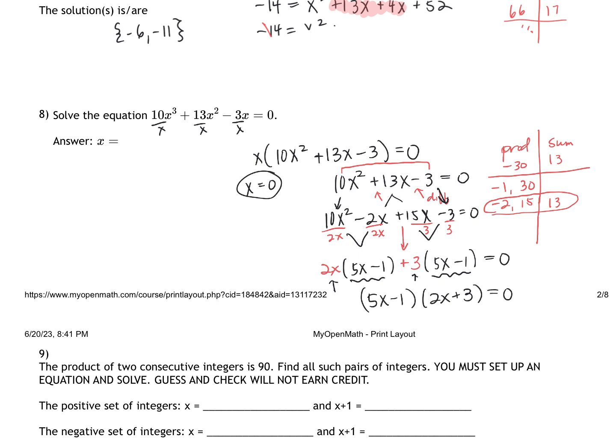And now you set each of these factors equal to 0 and solve. So you'll have x equals 1/5 and x equals, 2x plus 3 equals 0. So x will equal -3/2. So there are your three solutions. You have 0, 1/5, and -3/2.